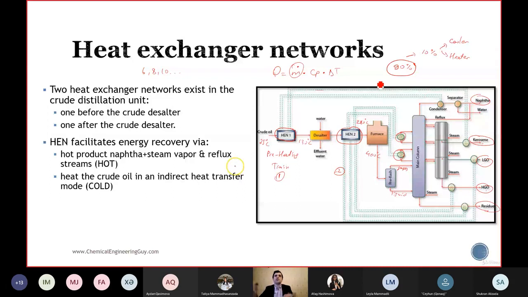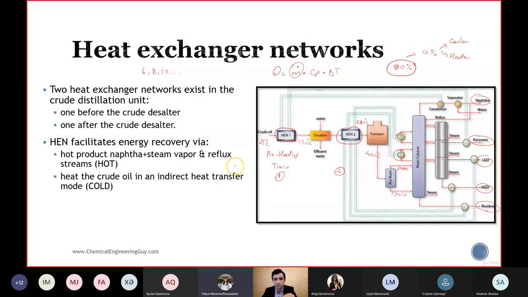It decides which streams you should have heat exchanged. But there is no such limitation that this should be the maximum delta temperature for the heat exchanger. Okay? Yes, it's clear. Okay.